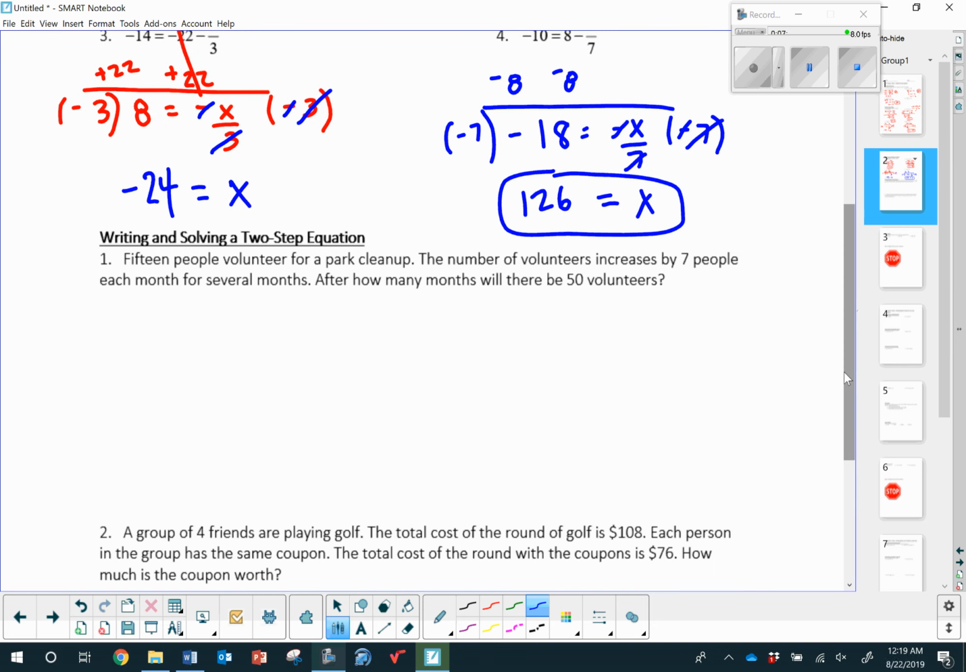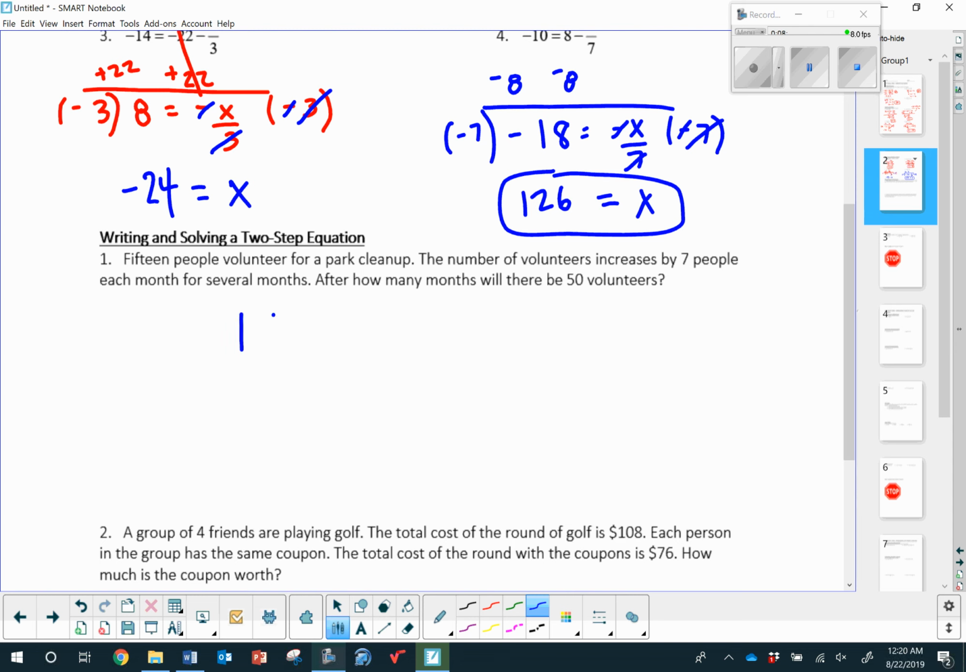So here we're going to read this word problem and actually set it up before we solve. So it says 15 people volunteer for a park cleanup. The number of volunteers increases by 7 people each month for several months. After how many months will there be 50 volunteers? So we're trying to figure out how many months the volunteers served.